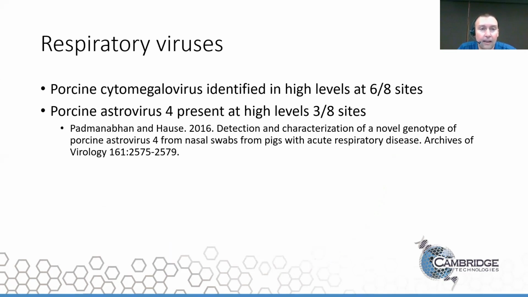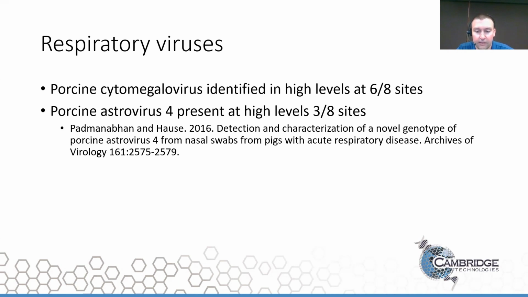So again, the cytomegalovirus was identified at high levels in about three-quarters of the sites. The astrovirus was present in approximately half the sites, but at much higher levels. This was interesting because previously, when we were doing some metagenomic studies at K-State, we found this new genotype of porcine astrovirus 4, which we presented some statistical evidence was associated with respiratory disease.